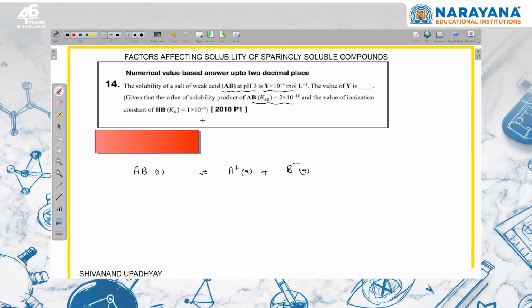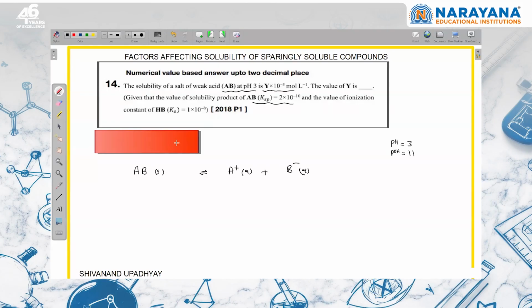The value of dissociation constant of the acid is given. The solubility of salt of weak acid at pH 3 is this value. So if we know that what is pH, pH is equal to 3. So we know the value of pOH. pOH will be 11, right? So the solubility of salt of weak acid AB at pH 3 is given. The value of Y is given that the value of solubility product and the value of ionization constant of the acid. Okay. So here I have to understand that some acid is added to that. This is the effect. ये next concept है, but ये question यहाँ पे आ गया. Effect of pH on solubility.